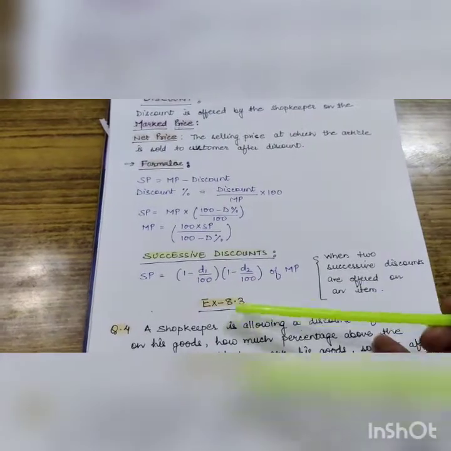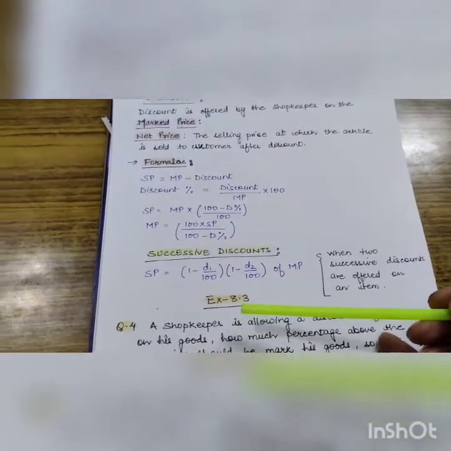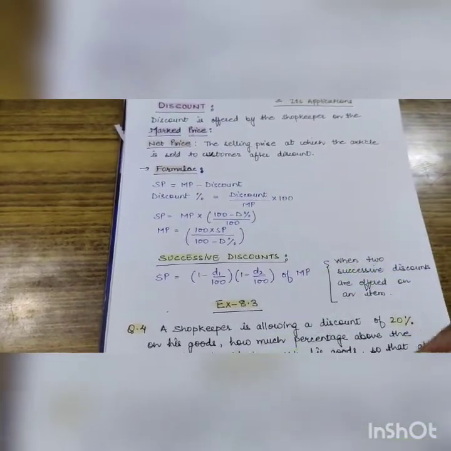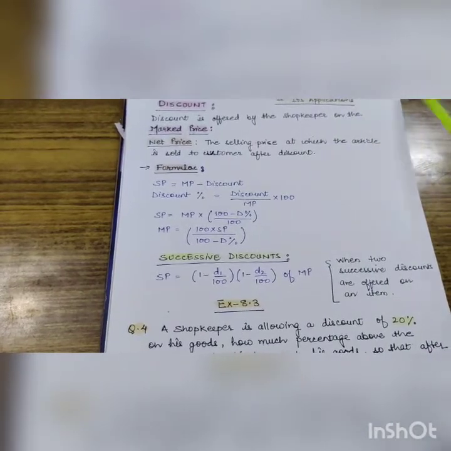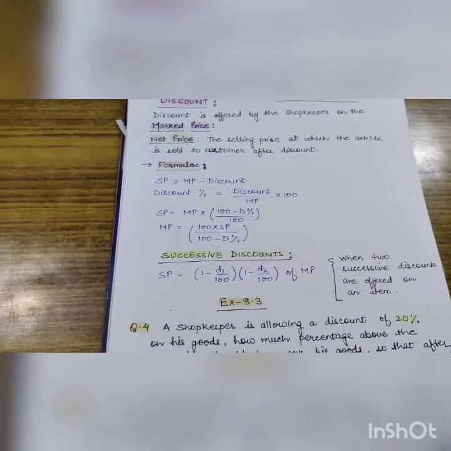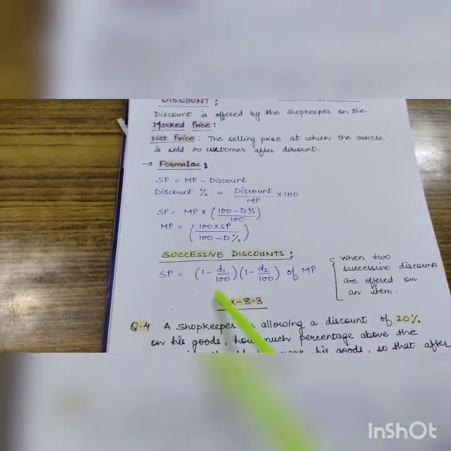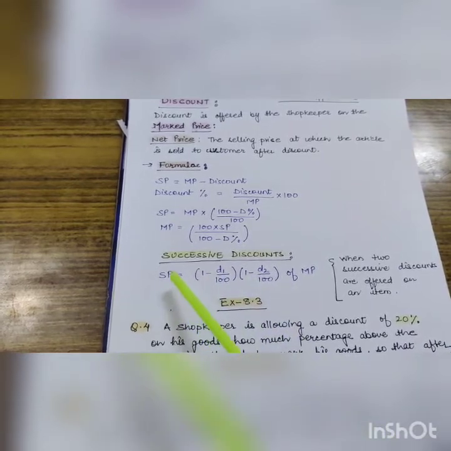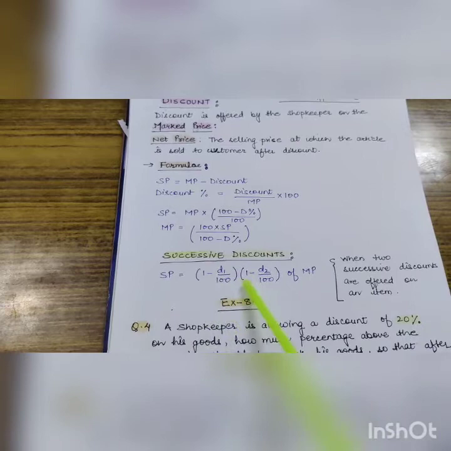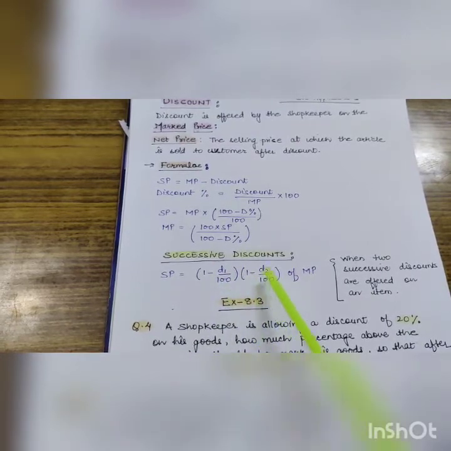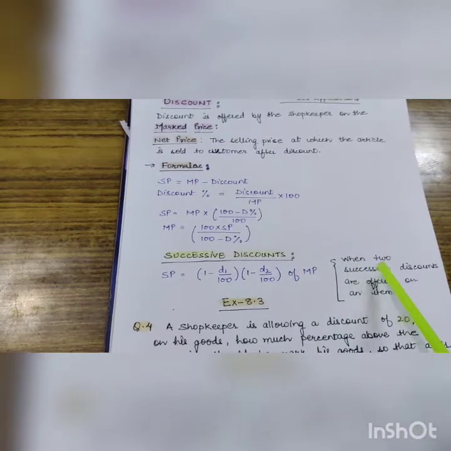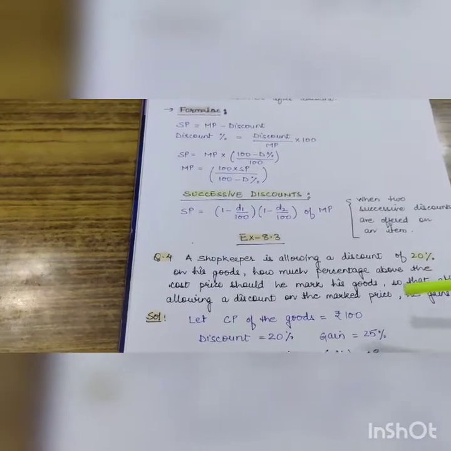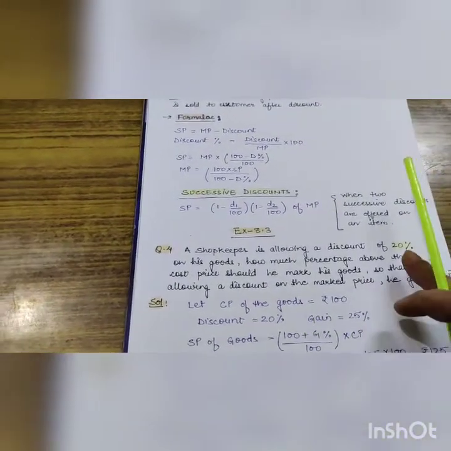Again, we are going to use another formula which is related to the successive discounts. That means if two successive discounts are being offered by the shopkeeper, like 50 plus 50% or 50 plus 30% or 60 plus 30%, whatever it is. So when two successive discounts are given to you on an article, you find the selling price of the article using this formula: 1 minus d1 upon 100 into 1 minus d2 upon 100 of the marked price. This is when two successive discounts are offered on an item. Let's come to exercise 8.3 and do the question number 4.